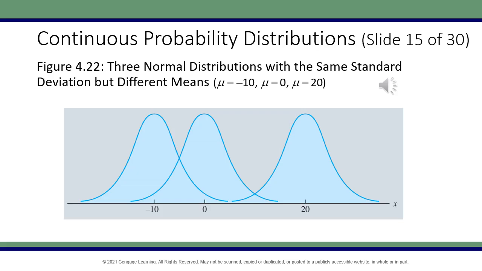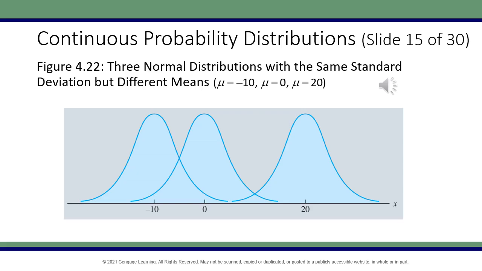Figure 4.22 illustrates three normal distributions with the same standard deviation but different means, mu equal to -10, 0, and 20. This graph shows how changing the mean shifts the entire distribution left or right without changing its shape. The curve with mu equal to -10 is centered at -10 on the x-axis. The one with mu equal to 0 is centered at 0, and the one with mu equal to 20 is centered at 20.